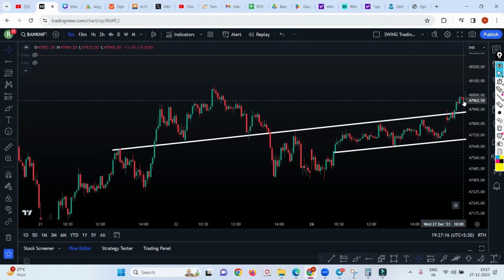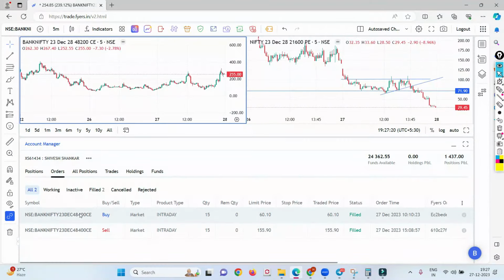And guys, believe me, I've taken this particular strike, 48,400, almost 300 away from ATM. That is, 300 OTM. Because if I had taken the ATM, I would not have got the premium at 60 rupees. So the 60 rupees premium was at 300 points away from ATM because I don't want to take more than 1000 risk.